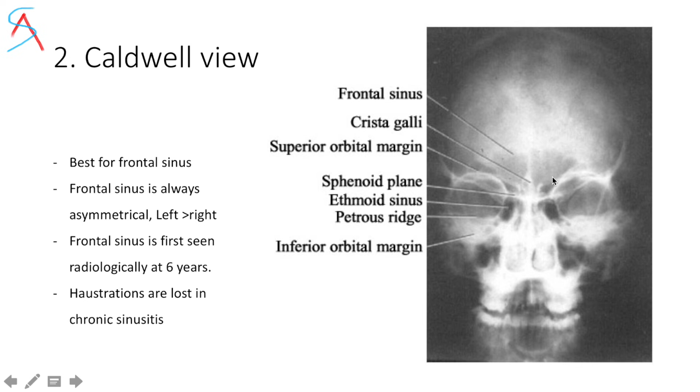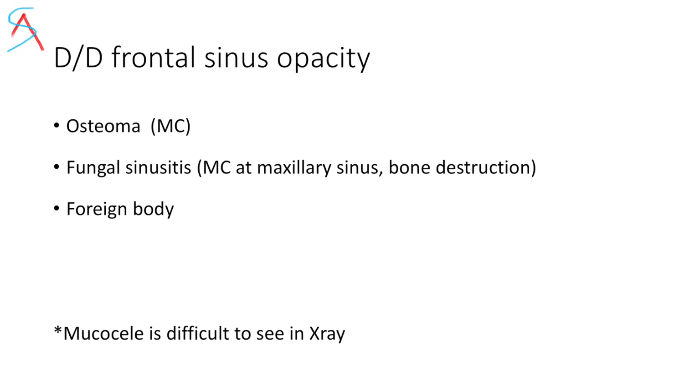If there is opacity in the frontal sinus, mostly it's frontal sinusitis. If there is a loss of hostrations, there will be hostrations in the frontal sinus, meaning projections in the upper wall of the frontal sinus. If those are lost, then you can say chronic frontal sinusitis. So if there is unilateral frontal sinus opacity, what could be the differential diagnosis? The most common differential diagnosis could be osteoma. Second could be fungal sinusitis.